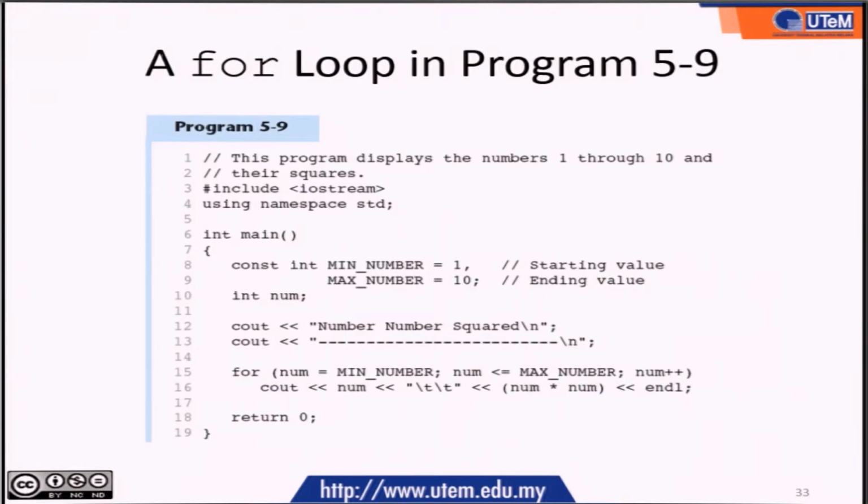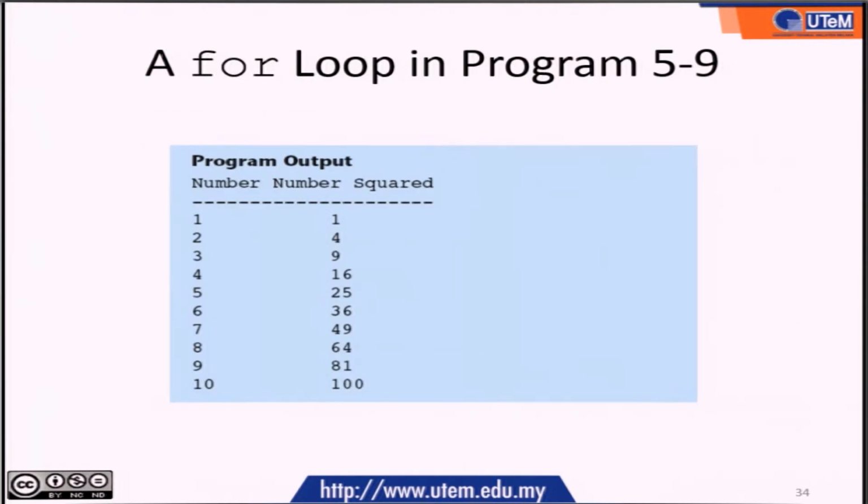Let's look at another example on the for loop in program 5.9. In this program, we just want to print out numbers 1 to 10 and their square values. If we look at the code, the for loop is starting from line 16 to 18, where this is the statement that we want to repeat 10 times. The expected output is as shown in here, started by the printing of the table properties and then the repetition of the numbers from 1 to 10 and their squares.